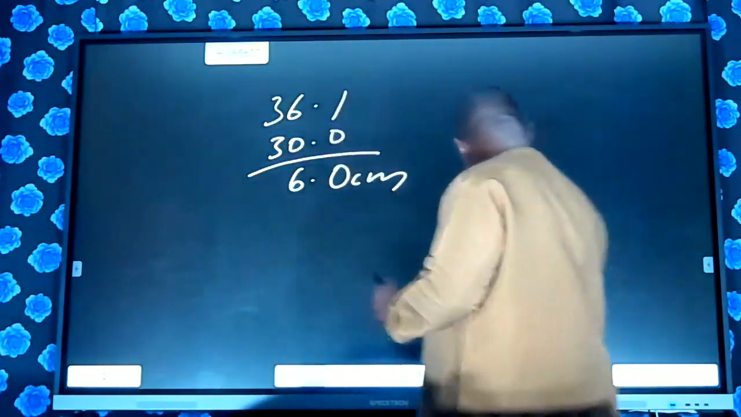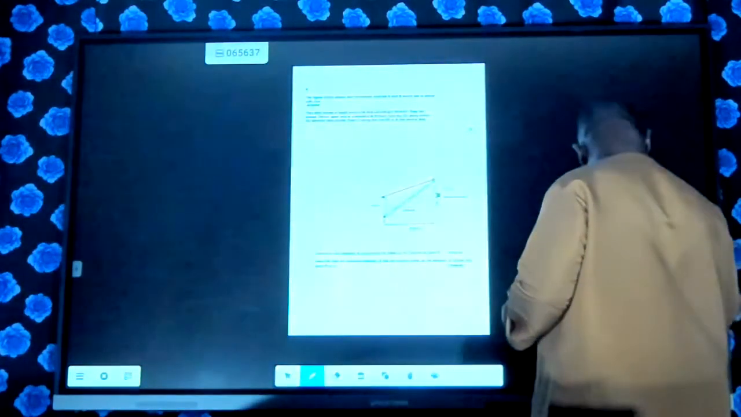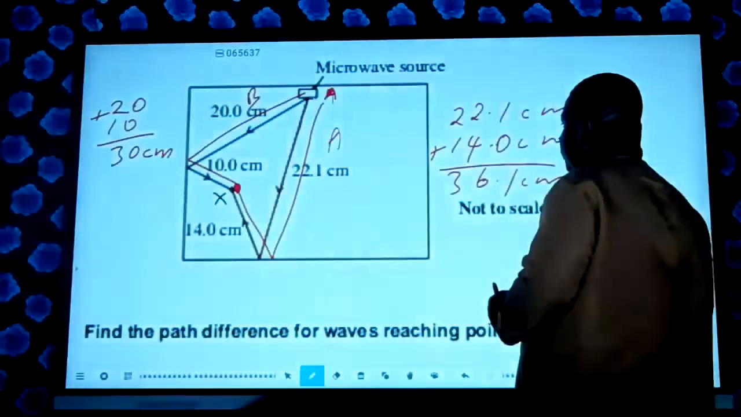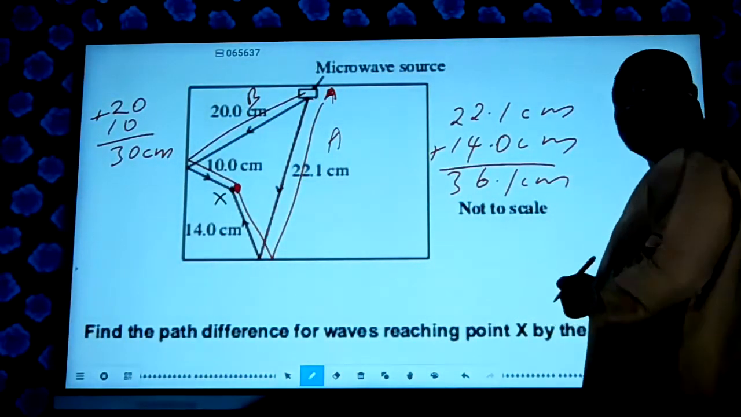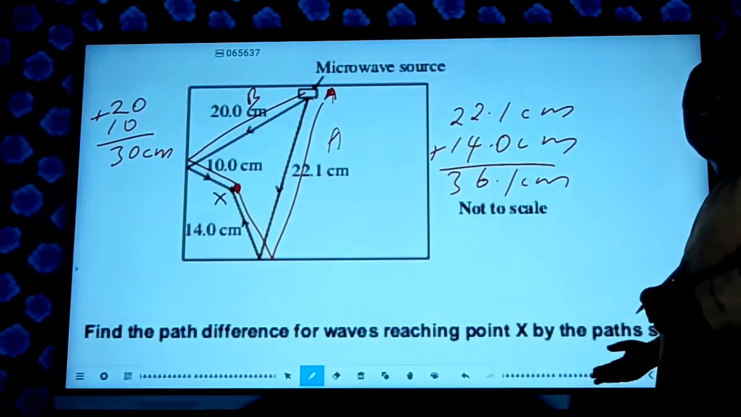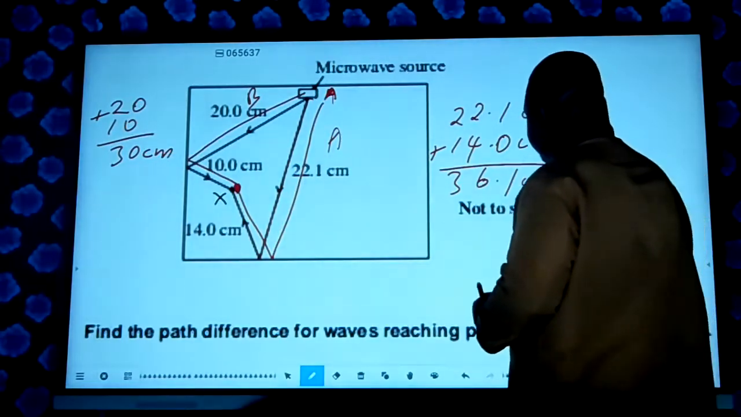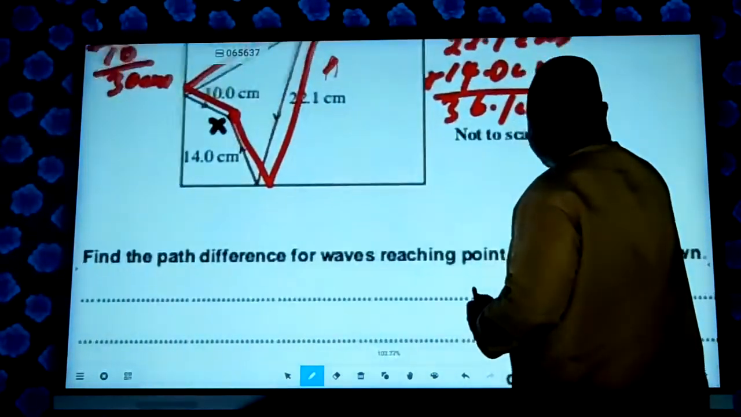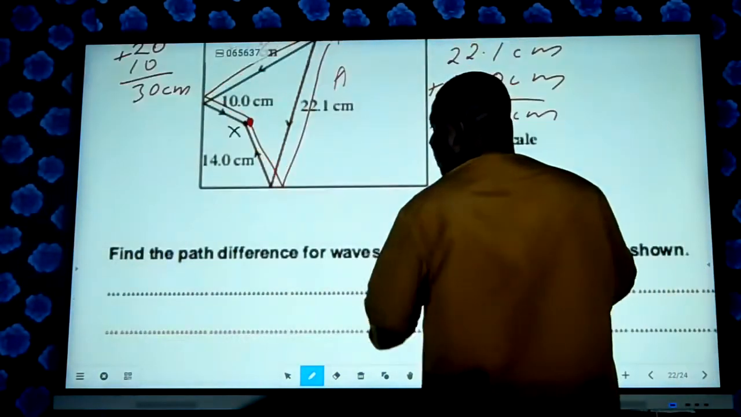Now, the question says, find the path difference, which is what we have done. Find the path difference to reach point X. That's what it has told us, and we have done that. So we have seen the path difference.